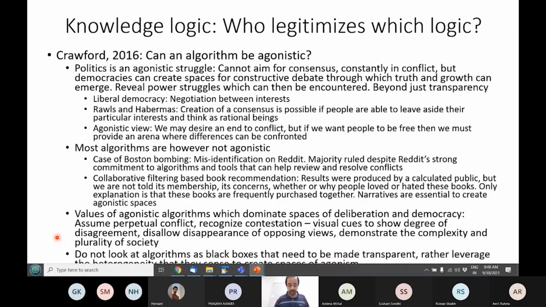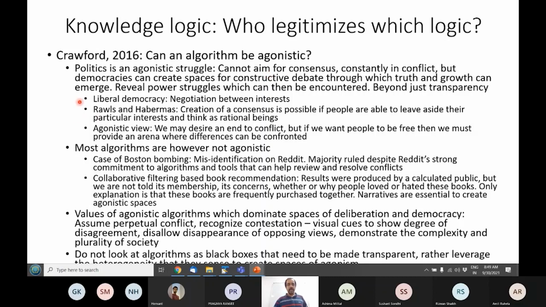One counter argument to this is: should you think of it in terms of trust, or should you think in terms of setting up agonistic systems, agonistic environments? So what does agonistic mean? Agonistic is something that is continuously in conflict. And they say that in general, in social systems, you will never have a perfect consensus. They will always be in conflict, and therefore what you need is to create spaces for constructive debate. So an agonistic environment is more important so that different stakeholders can come together, they can debate, and they can arrive at much better rules or much better resource distribution at level 2 and level 1 respectively.